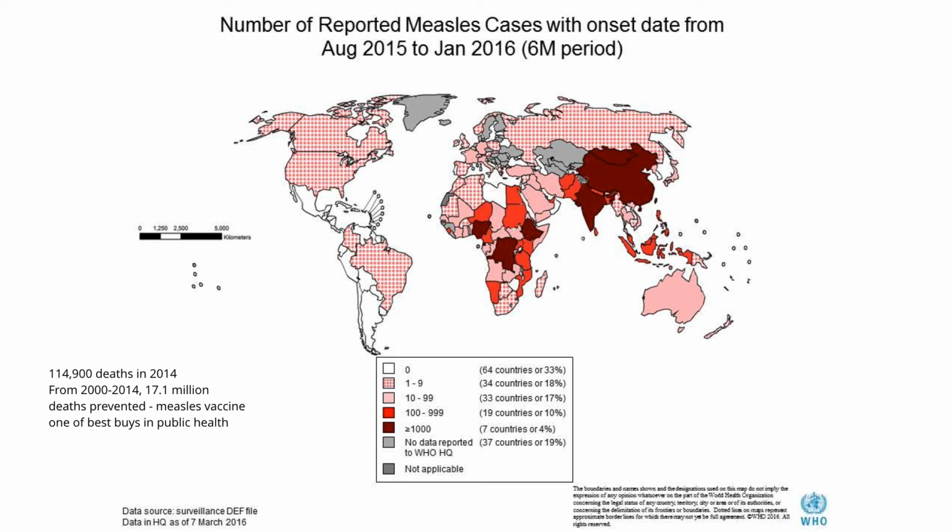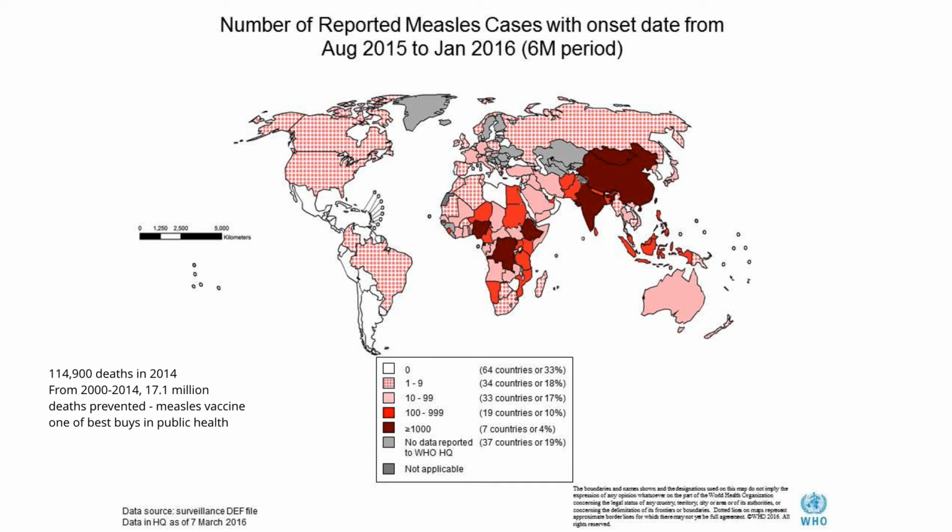Now, globally, we still have a lot of measles. These are the reported measles cases according to WHO from August 2015 to January 2015, only 6 months. You can see some countries still have over 1,000 cases. 7 countries, 4%, have a lot of measles. We have some in the US because of people who don't immunize. But much of this is because we don't get to these kids and immunize them properly. And this is a big goal of WHO.